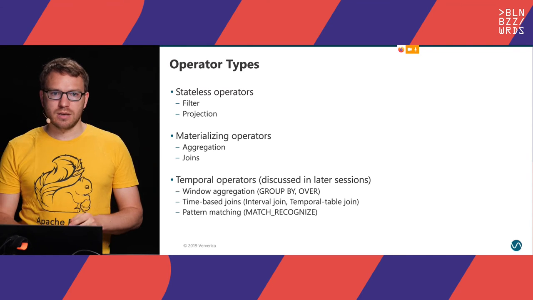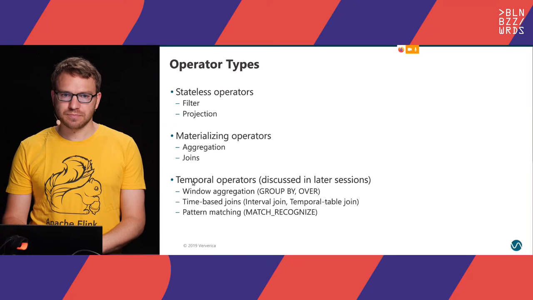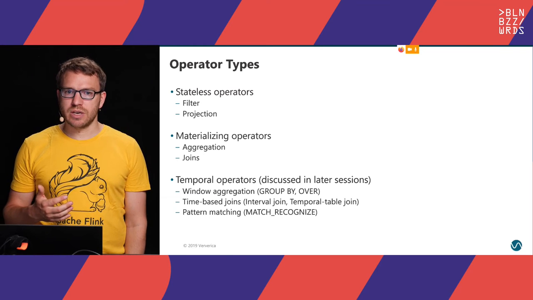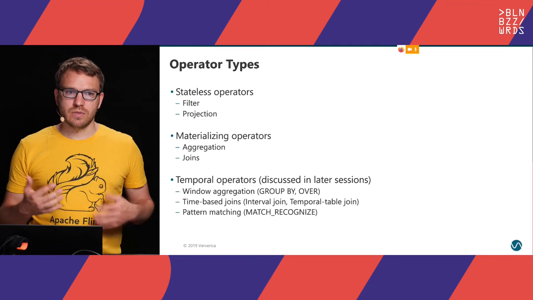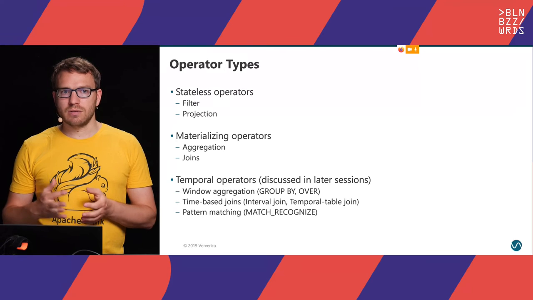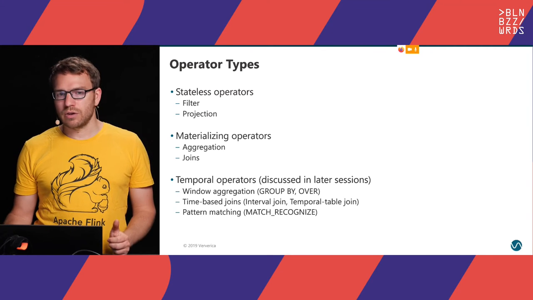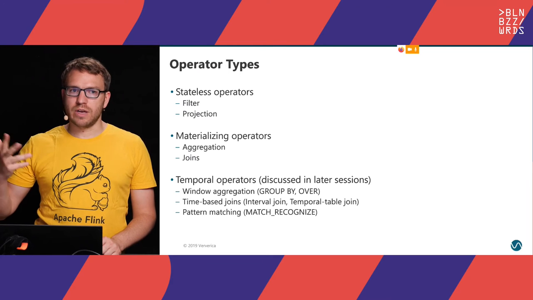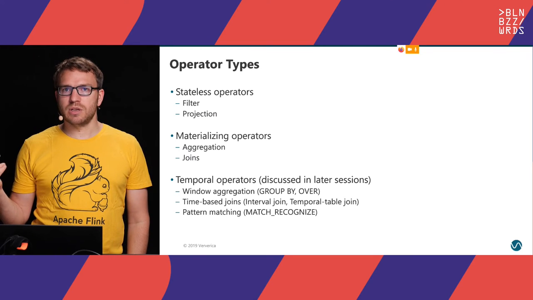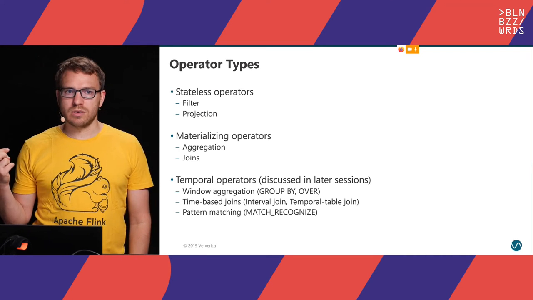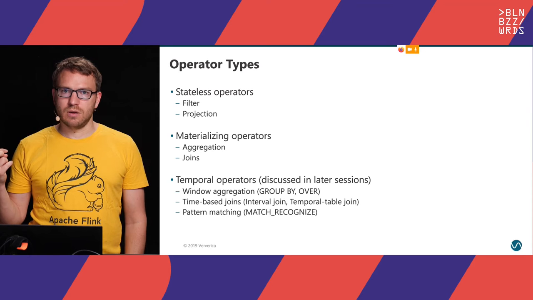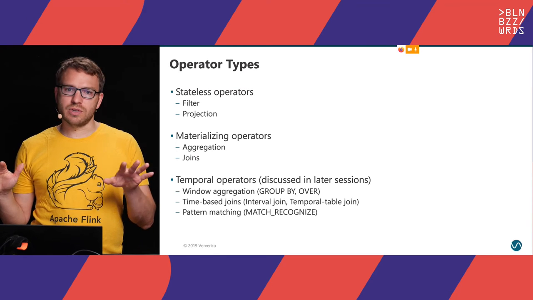There are other operators like aggregations or joins that need to memorize records or intermediate results, because these operators combine multiple records with each other, right? So an aggregation operator, if you have, for instance, a group by sum, sums the values of multiple rows. So it needs to have some intermediate state to remember what the current intermediate value for the sum is. A join operator joins rows of different tables together.